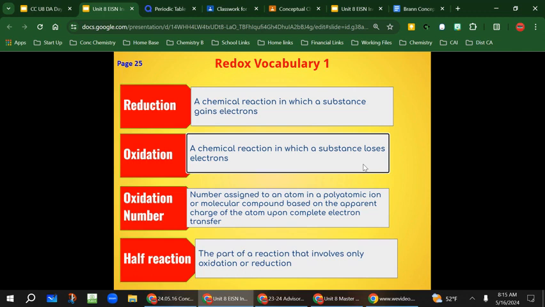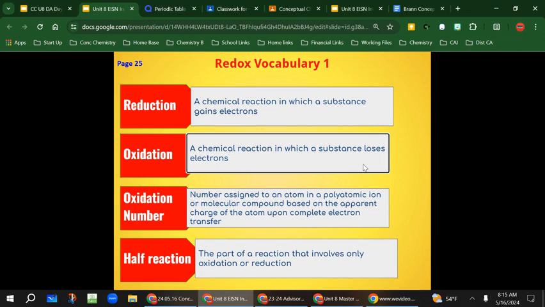Okay, now that Ethan has shared his stuff with us, I'm going to share mine with you. There is a way that you can remember oxidation and reduction. And here it is, ladies and gentlemen. Leo the lion goes grr. Leo loses electrons, oxidation. The lion goes grr, gains electrons, reduction.